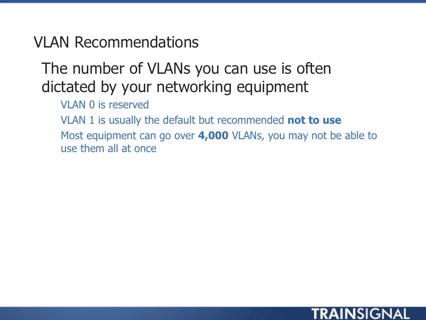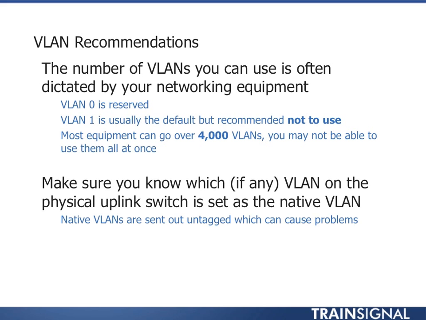Most equipment can go over 4,000 VLANs, but you may not be able to use them all at once. Very few people run into this problem. Normally it's a service provider with a bunch of customers, each with a couple of VLANs. But just to keep in mind, even though a switch says it can do up to 4,094 VLANs, it may only be able to do like 1,000 of them at one time. Make sure you know which, if any, VLAN on the physical uplink switch is set as the native VLAN.